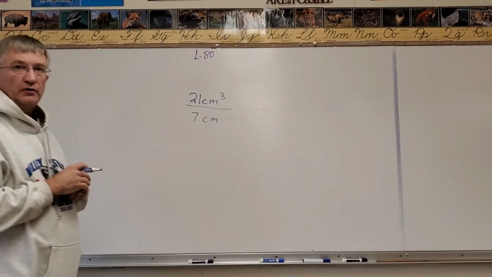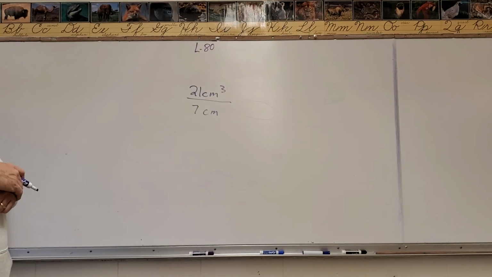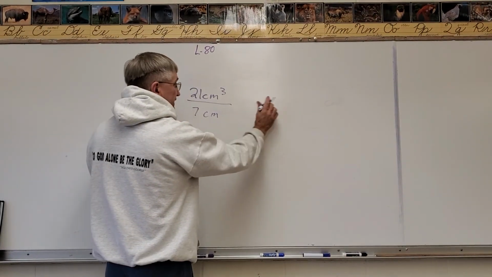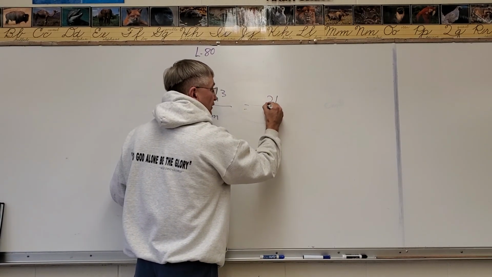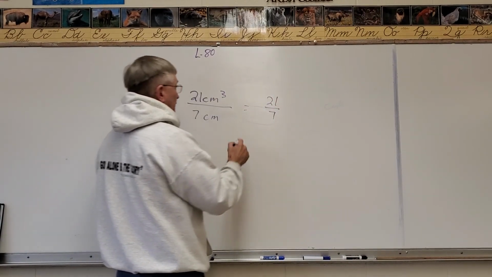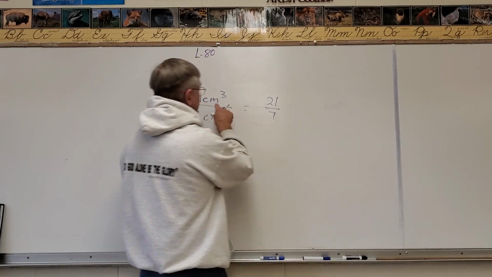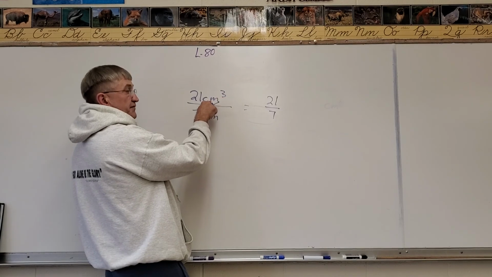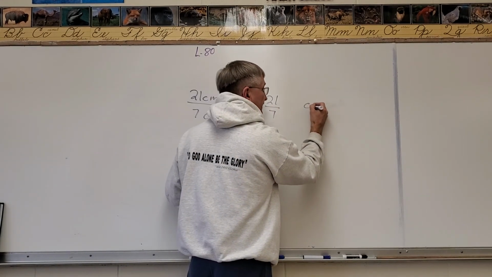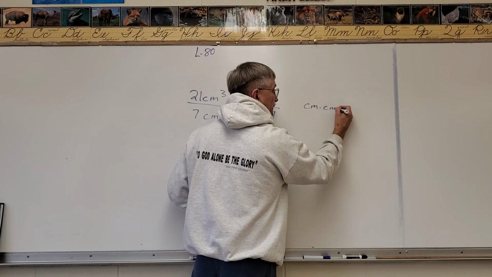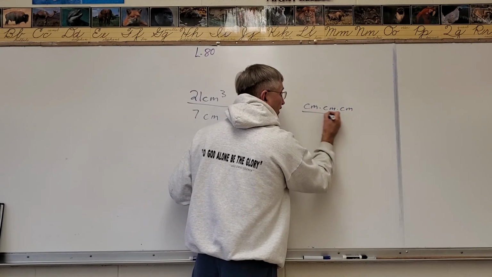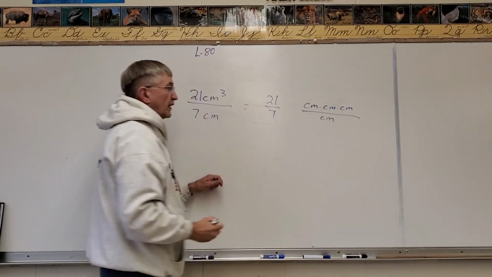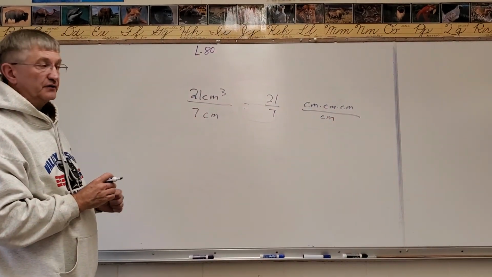Now what we're going to do is factor this out so we can cross-cancel things. We're going to branch this out where we have 21 over 7, and then we get the label separated, where we write all these out. As we said, the cube means I have 3 centimeters. So I'm going to have cm times cm times cm all over cm. All right, so I've separated it. Now we're ready to reduce it down.